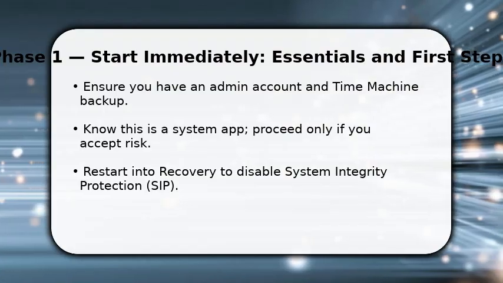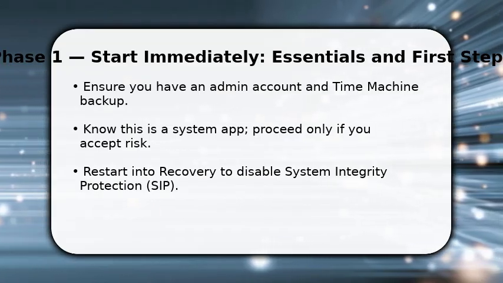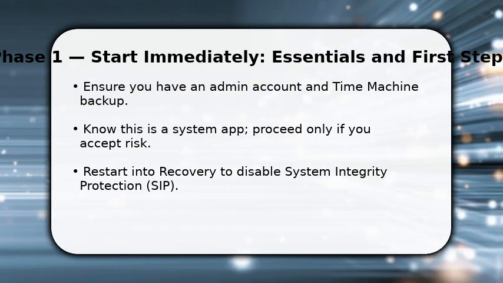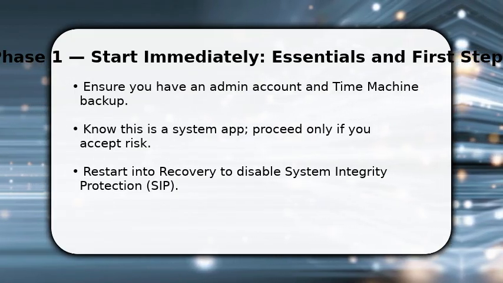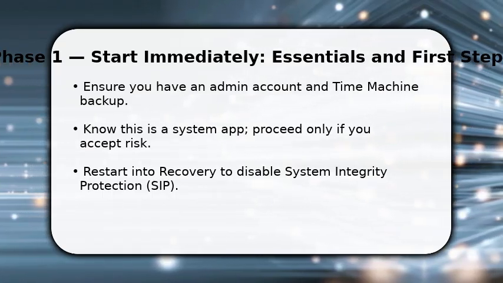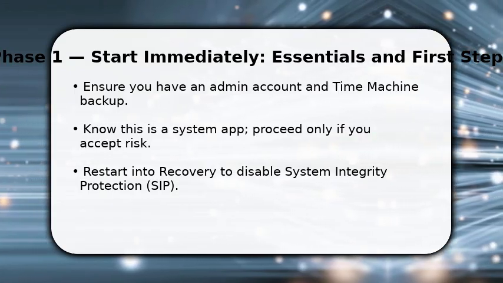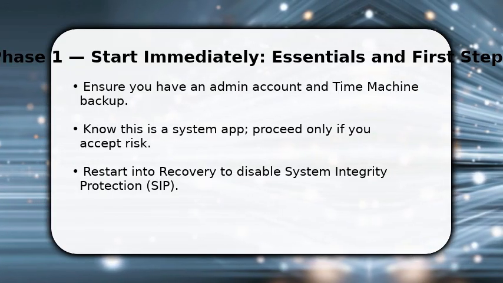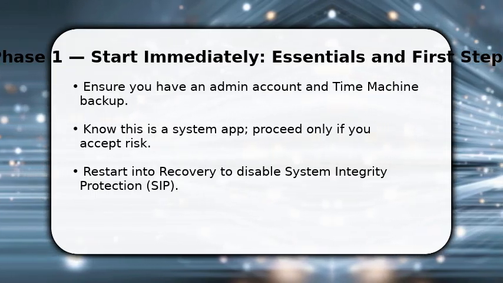You start by making a full backup and confirming an admin account because uninstalling Music modifies protected files. Once done, restart into recovery, hold Command+R so you can disable System Integrity Protection. This step is required because macOS treats Music as a system app. Make sure to note why. SIP prevents accidental system damage, so disabling it temporarily grants the permissions you'll need.